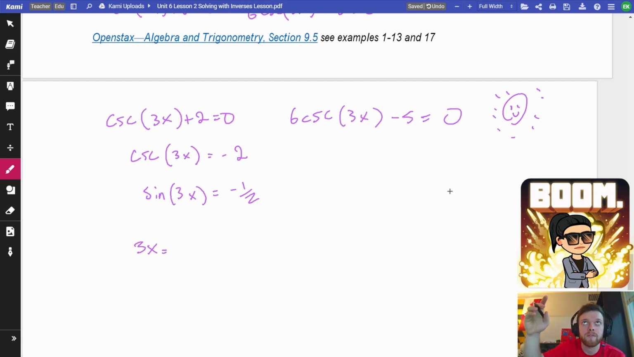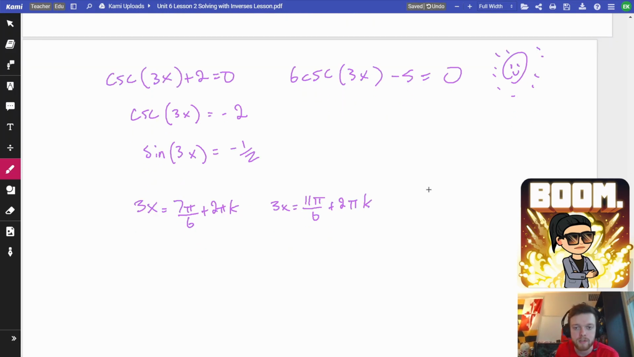We already dealt with this earlier. Sine is -1/2 at 7π/6 and 11π/6. So 3x is equal to 7π/6 plus 2πk. I'm actually going to do two equations. 3x is equal to 11π/6 plus 2πk. Why not? I mean, I could do it in one equation, but I'd rather just do two. And we need a number that when multiplied by 3 gives us 7π/6 plus 2πk, thus giving sine -1/2, thus giving cosecant -2. And then so on and so forth back to the original equation. That's why algebra works. We're doing everything in reverse.